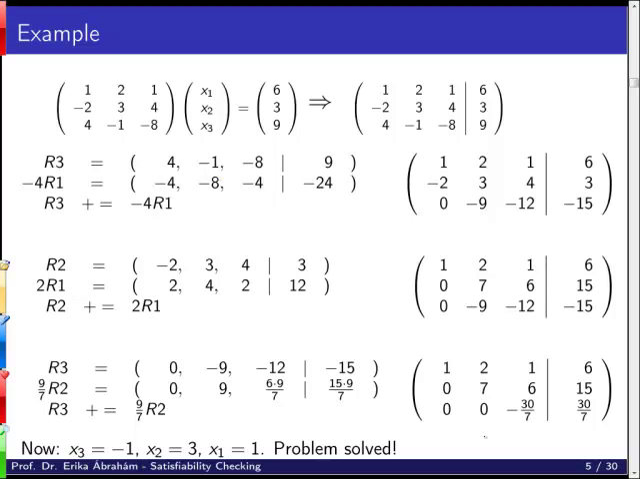So this row corresponds to minus 37x3 equals 37. So x3 must be minus 1. The second row corresponds to 7 times x2 plus 6 times x3 equals 15, but now x3 is minus 1, so I can plug it in, and then I get the value 3 for the second variable, and similarly I can solve it for the first variable.